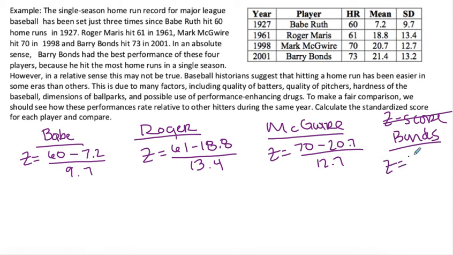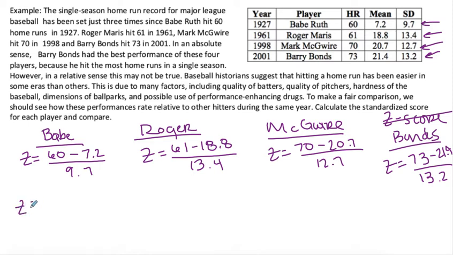And he hit the 73 home runs, with an average of 21.4 in that season and a standard deviation of 13.2. And so each one of these is relative, obviously: 60, 61, 70, 73. This is the idea that yes, the home run number has improved, but relative to each year, were they as much of a standout compared to everybody else?